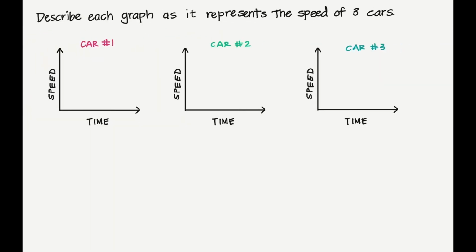So here I have 3 different cars, and I'm going to draw a graph for each car that's representing the speed of that car over time. So here is car number 1. As you can tell, there's 2 different sections, and so I'll draw a little line just to separate those for you to see. But the first section is going up very quickly.